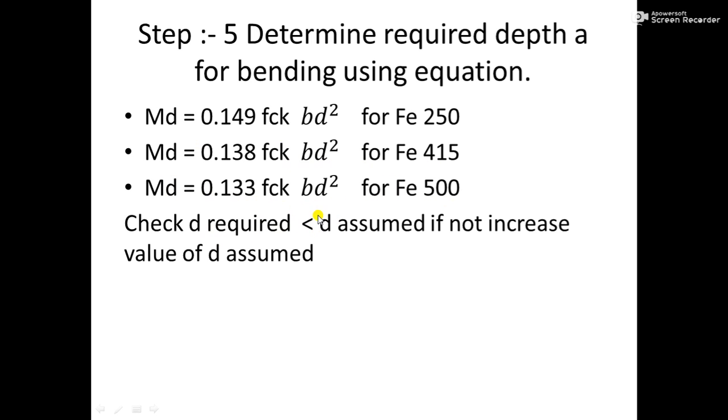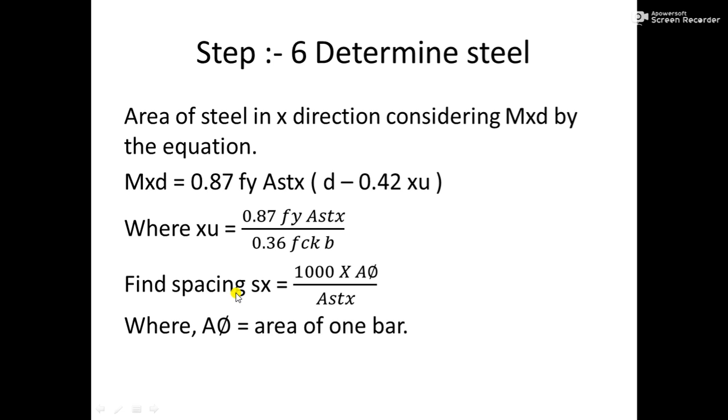Check D required. If D required is less than D assumed, fine; if not, increase the value of D assumed. See here, if D required is less than D assumed, if not, increase the value of D assumed. This is very important. The next, step 6, to determine the steel area.